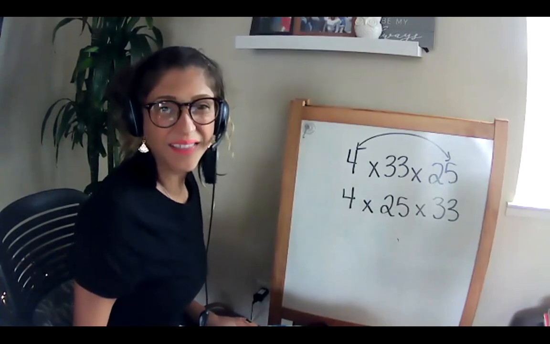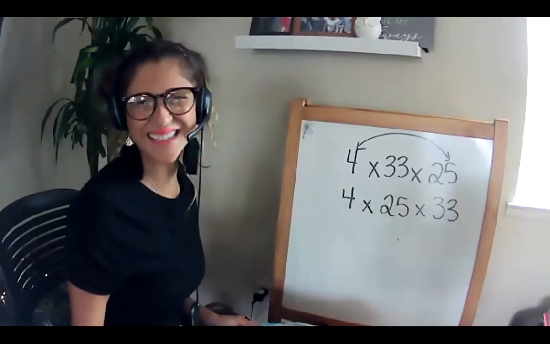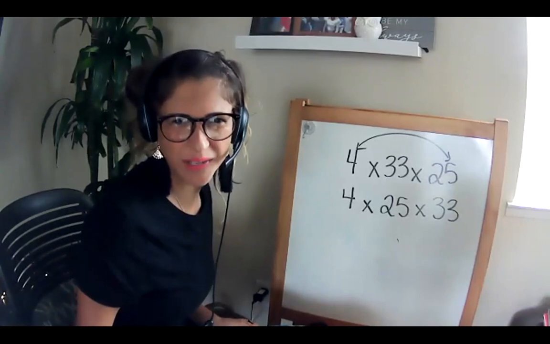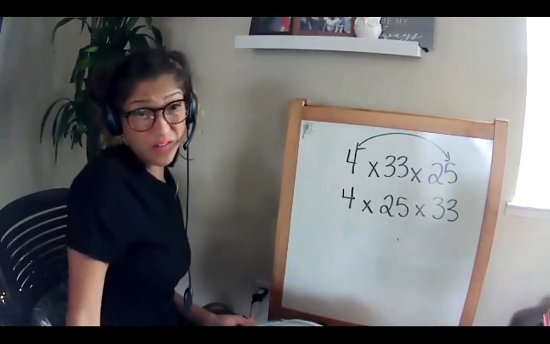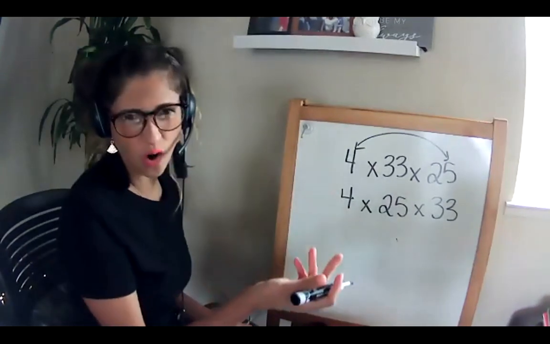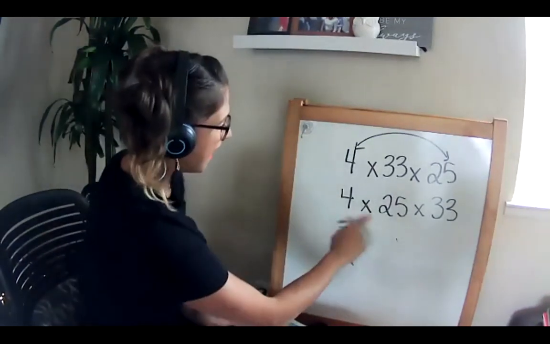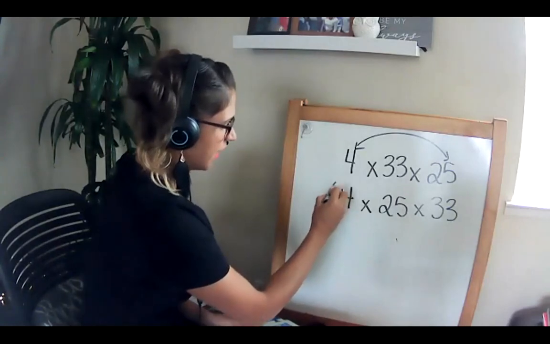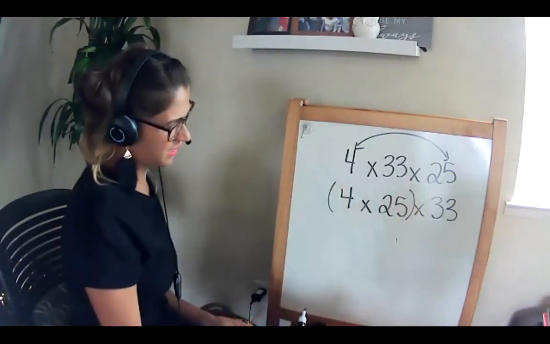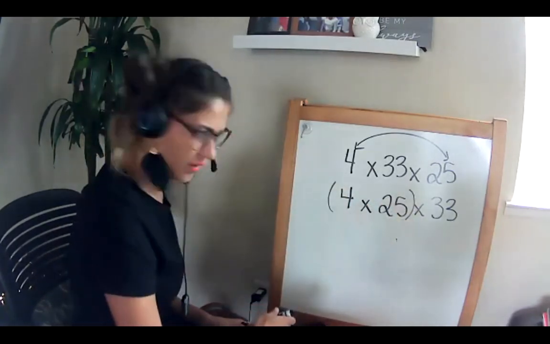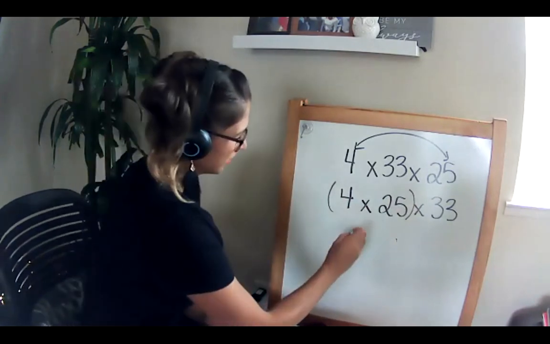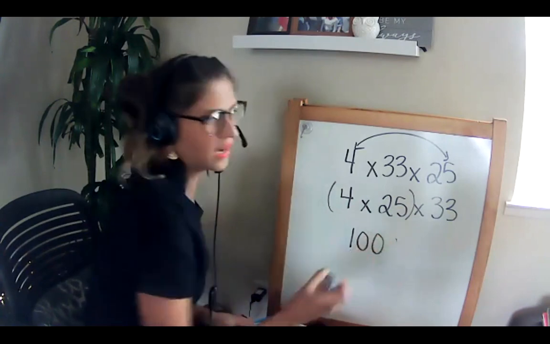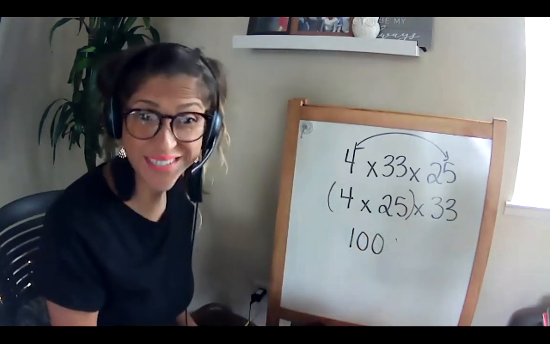Yeah, the switching property. Well, it does have a name. Does anybody know it, Sinjin? The commutative property, right. I switched the order. I'm going to get the same product. But now I can combine these two. 4 times 25 is, everybody? 100. And there is my multiple of 10.